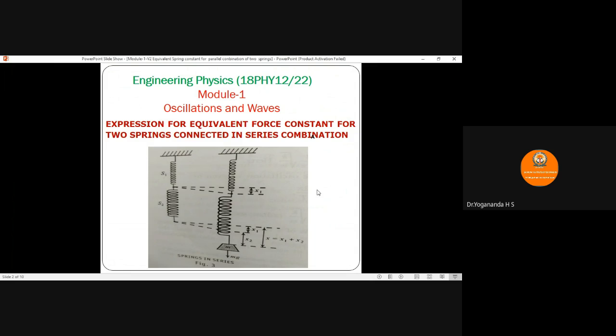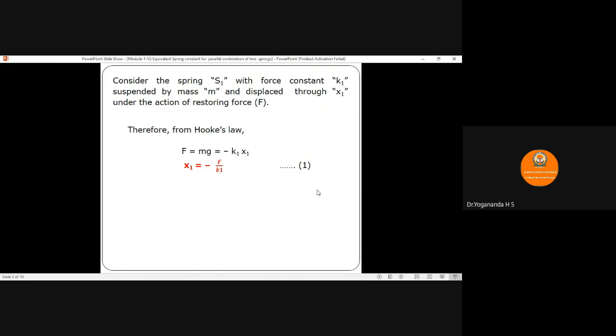Let x1 be the displacement of the spring S1 when it is suspended by the same mass individually, and x2 be the displacement of the spring S2 when it is suspended by the same mass individually. Let k1 be the force constant for the spring S1.